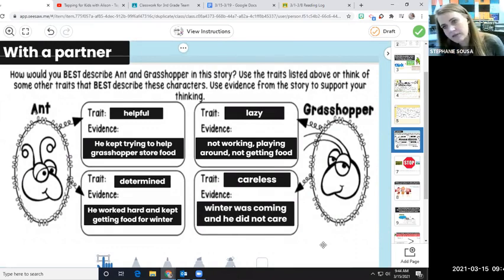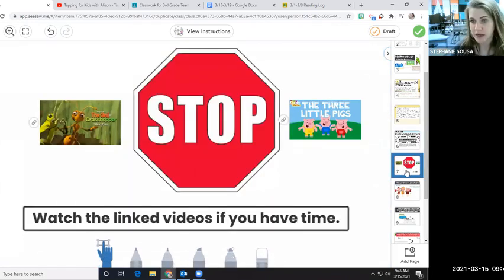You do not have to have these exact same words. These were just some for our conversation. If you and your partner came up with other words, with other evidence, more power to you. Proud of you. Okay. Now, you will notice that has brought us to our stop sign.